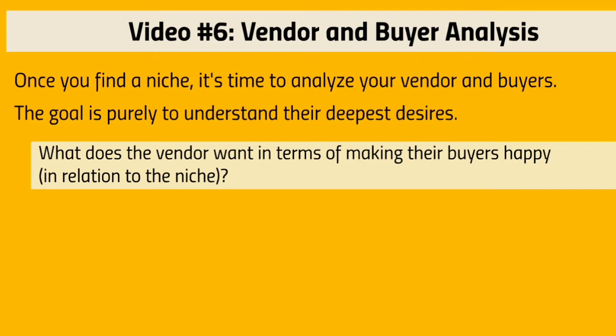So first question is, what does the vendor want in terms of why and what they want to do, how they want to do it, as far as making their buyers happy. In other words, when a vendor sees something, they either think, well, this is something that my buyers definitely don't want, or this is something that my buyers really, really want, and I want to make a deal with another vendor and make a special deal for my buyers.